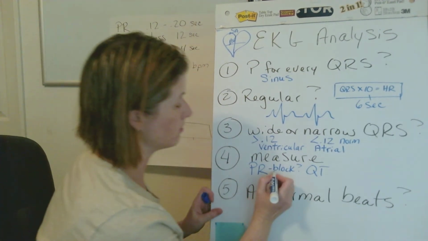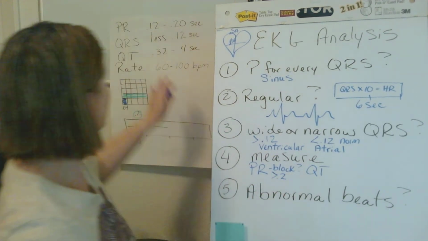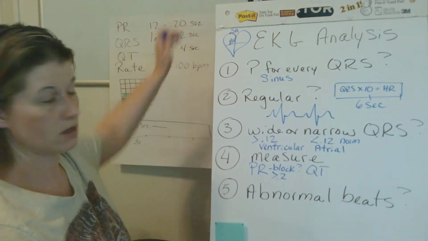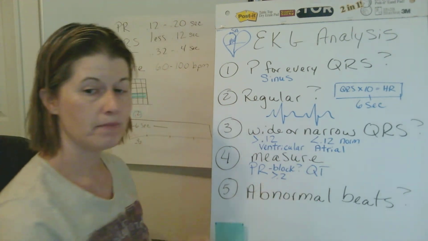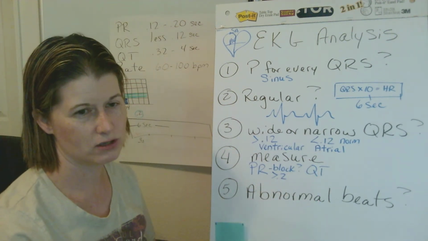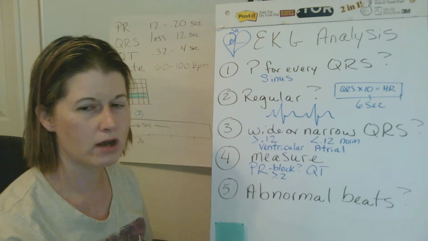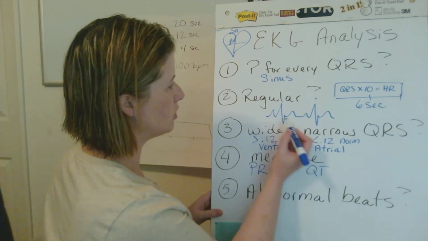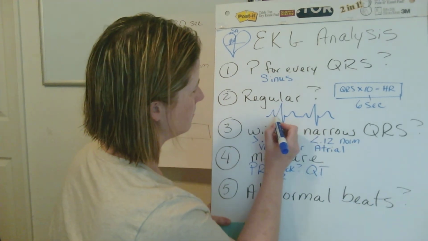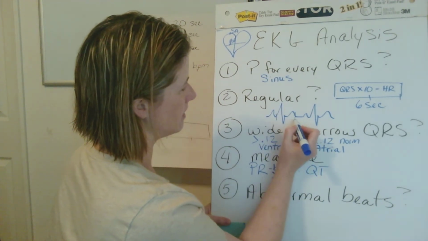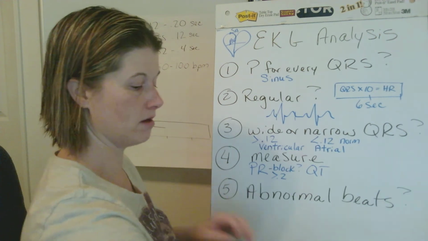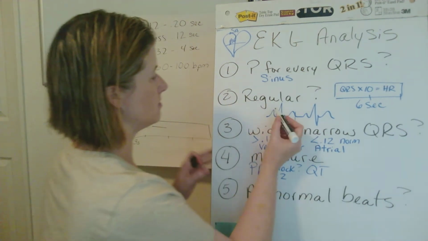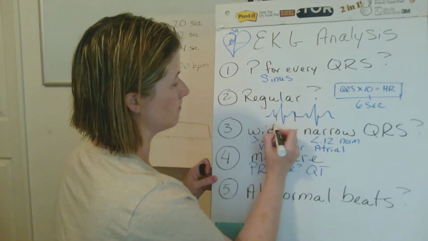If it's prolonged, remember, we want it to be 0.12 to 0.2. Your QT, the only thing we really care about with the QT is there are a lot of drugs that will prolong your QT. Remember, the QT is from the QRS to the end of the T. Okay, it's the Q to the T.